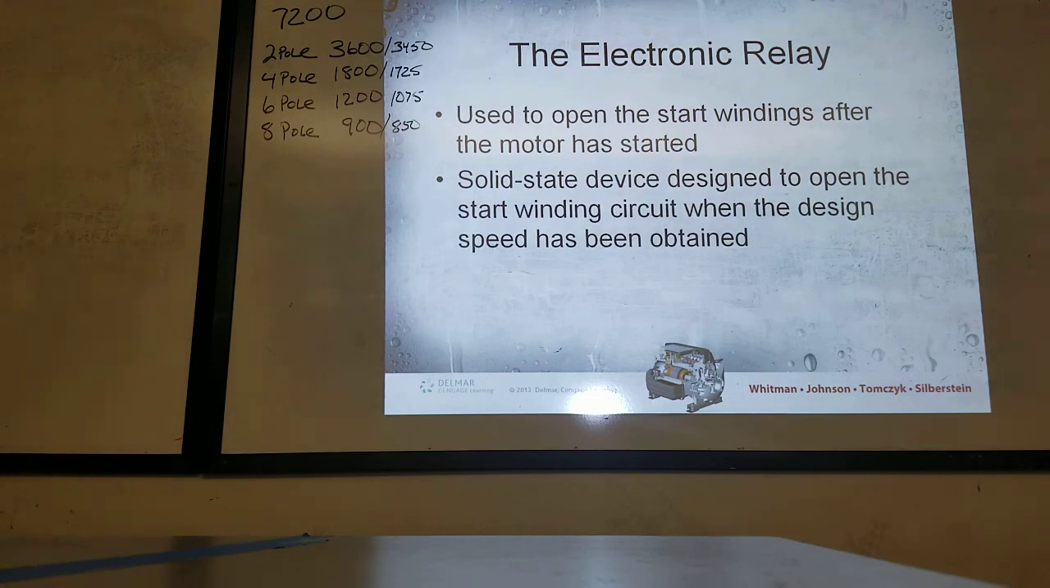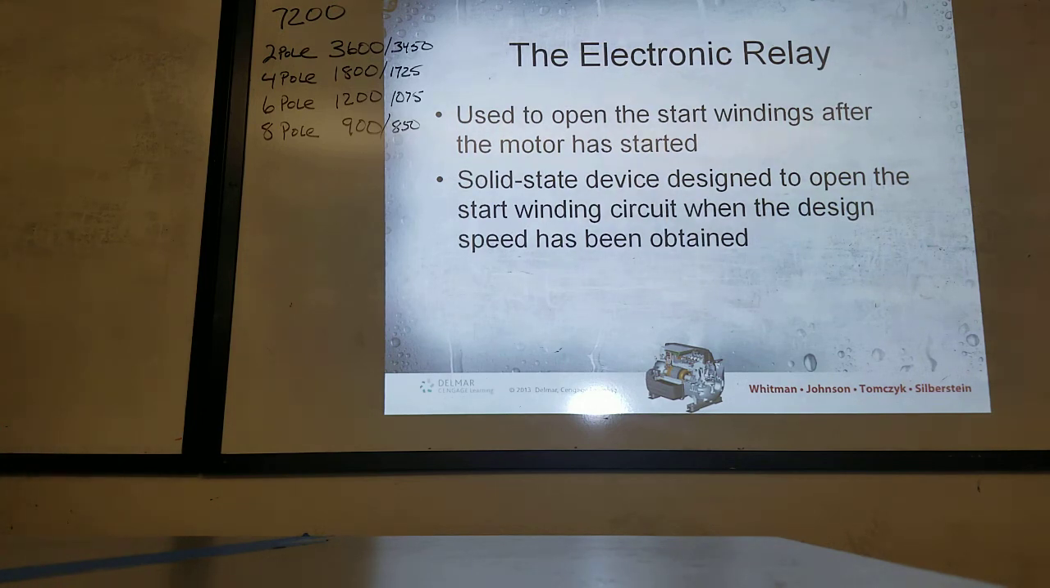The electronic relay. Used to open the start winding after the motor has started. Solid state devices designed to open the start winding circuit when the design speed has been obtained. Okay, so this is another relay they use to take out the start winding. Now the start winding cannot stay in the circuit because it'll burn itself up. The start winding is only designed to stay in the circuit a short period of time.